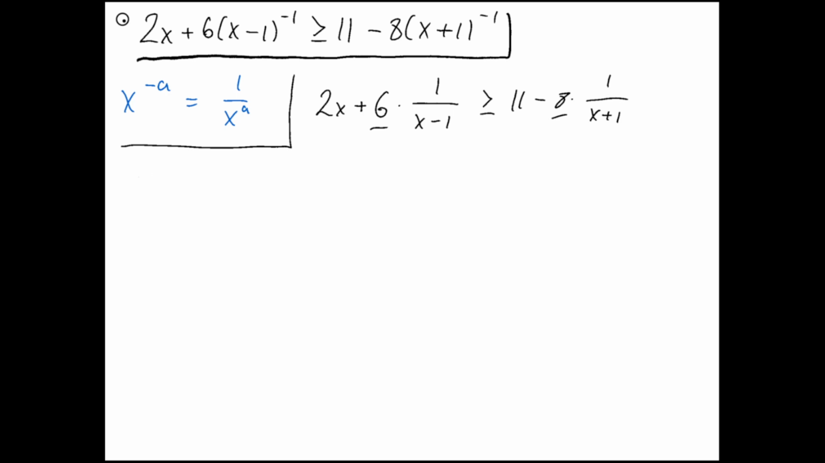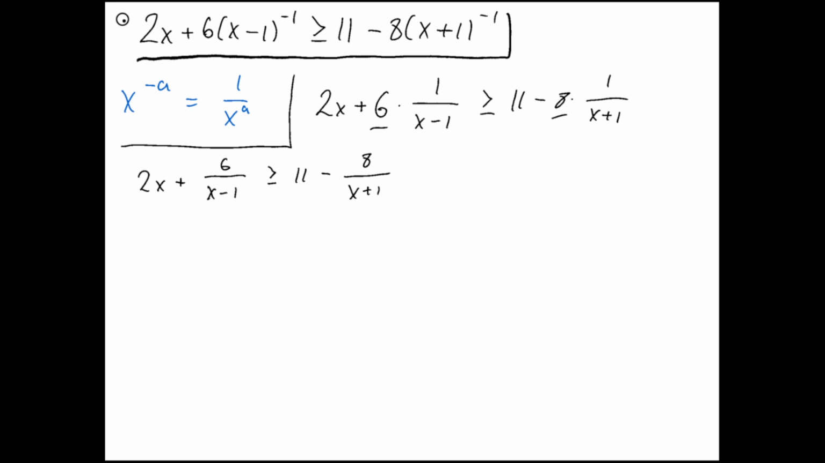So I would get, start over here, 2x plus 6 over x minus 1 is greater or equal to 11 minus 8 over x plus 1. Okay, so now we've taken this confusing looking problem, and while it still looks intimidating, we've brought it into something we can understand. So the next thing we want to do is get rid of these fractions because these fractions are going to make it very difficult to solve this problem.